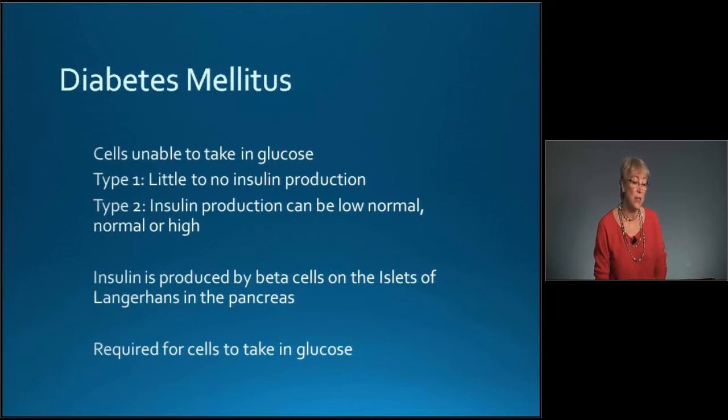We know that the insulin itself is produced by beta cells on the islets of Langerhans in the pancreas. Sounds kind of like a tropical island, doesn't it? Yeah, interesting. Well, it is required for cells to take in glucose, that insulin. Got to have it. If you don't have it, then that glucose can't move into the cell.